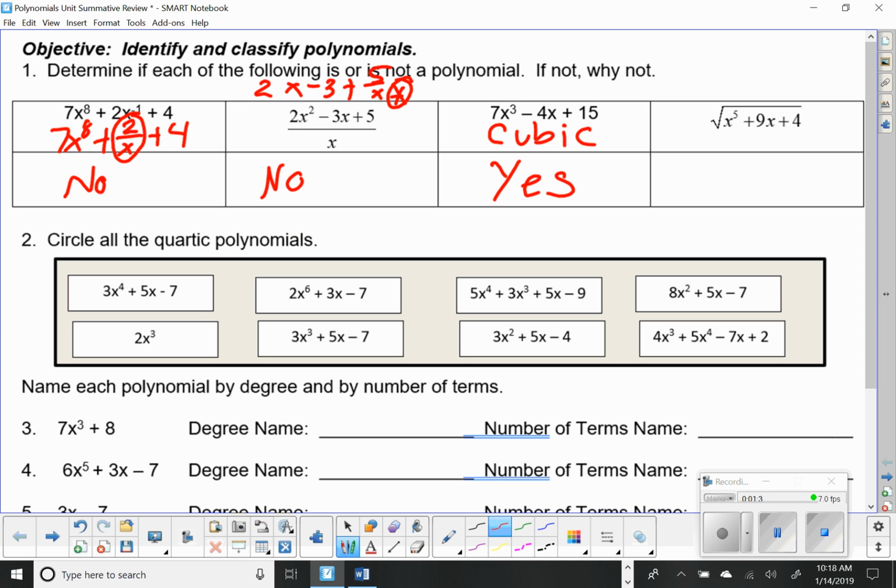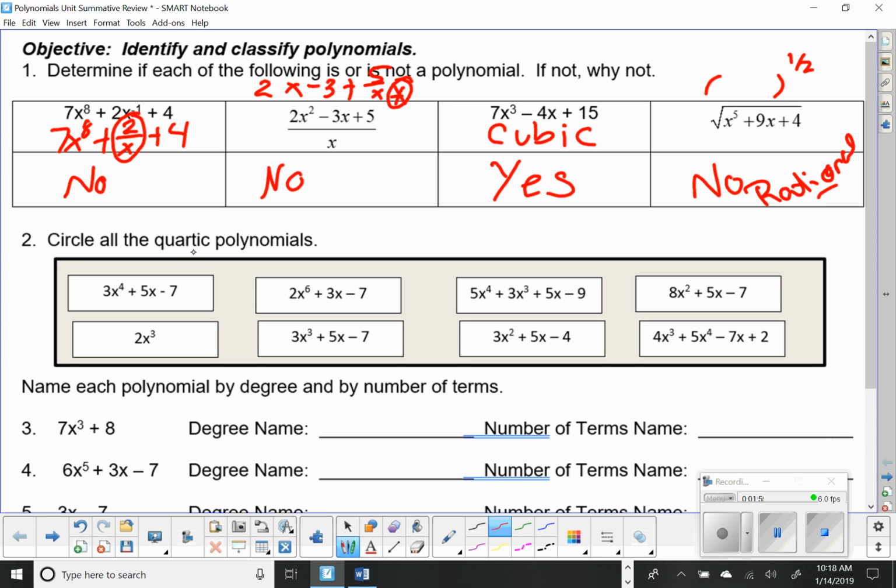Finally, over here, this one, the square root of x to the 5th plus 9x plus 4, this is a no. Okay, this has a rational exponent, meaning this whole thing is to the 1/2 power. Okay, and no, you cannot simplify it at all.